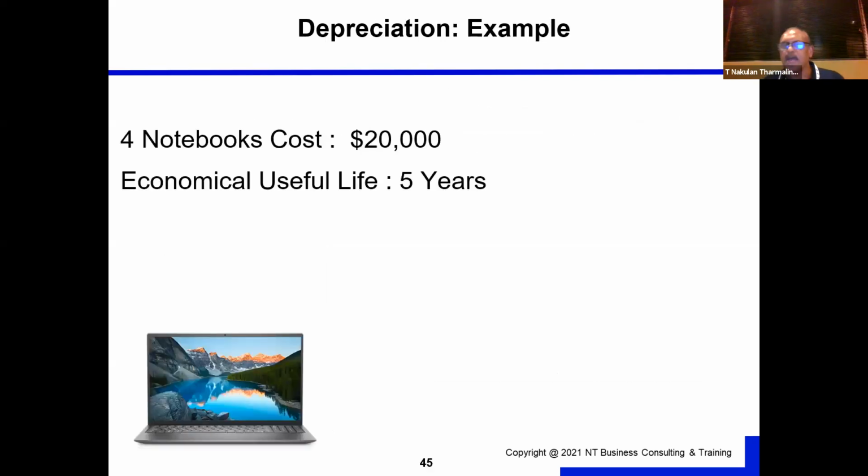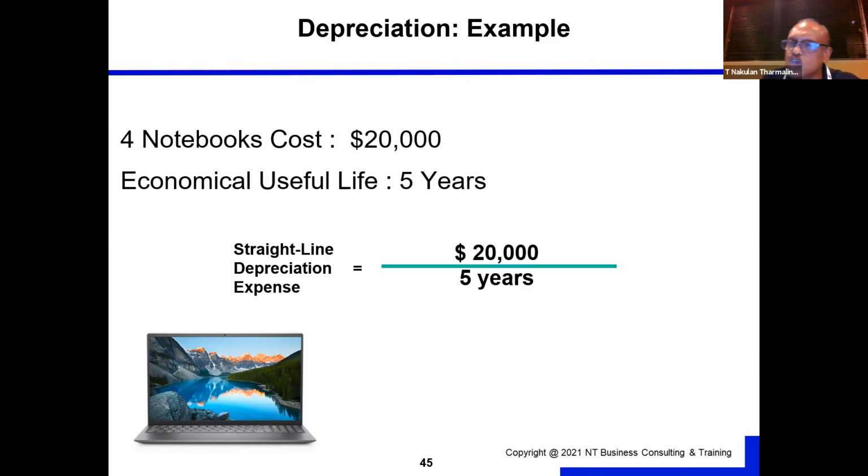For example, here we have 4 notebooks. You bought these 4 notebooks for 20,000 ringgit. The useful life you have assumed is going to last you for 5 years. Sometimes they use 3 years, because of how fast technological advances are taking place, they usually keep the economic useful life at 3 years, normally for computers and software. But I'm just using 5 years for this example.